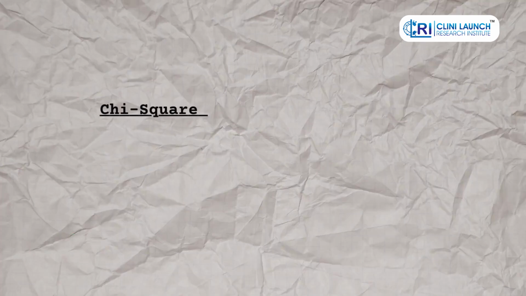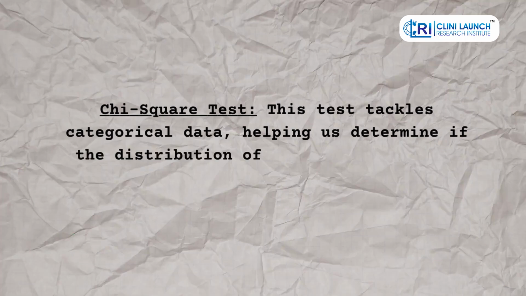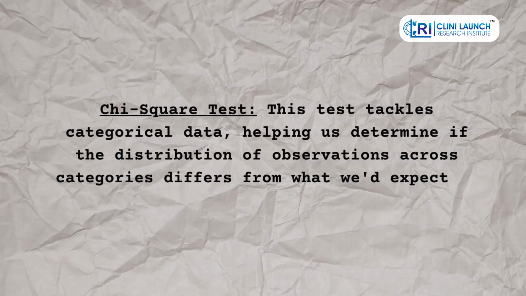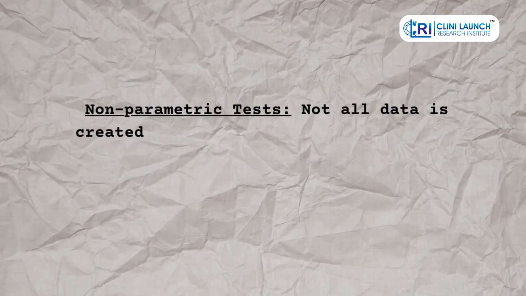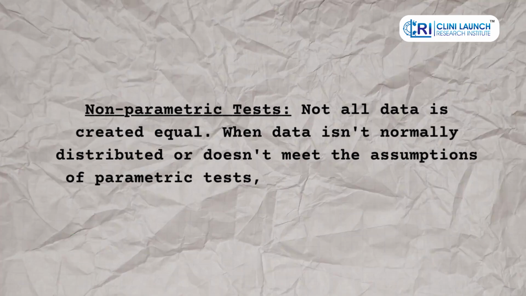Next, we have the chi-square test. This test tackles categorical data, helping us determine if the distribution of observations across categories differs from what we would expect by chance. Non-parametric tests. Not all data is created equal. When data isn't normally distributed or doesn't meet the assumptions of parametric tests, non-parametric tests come to the rescue.